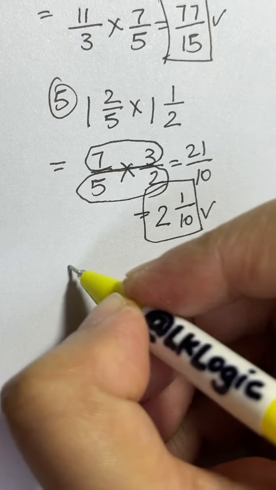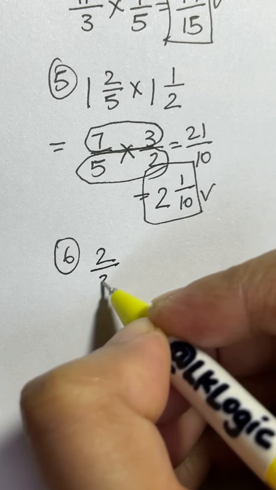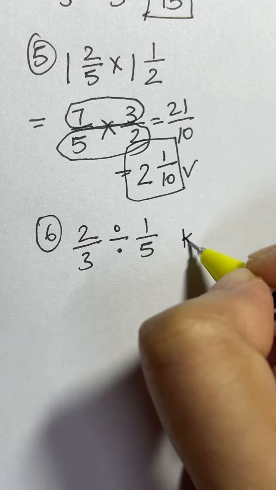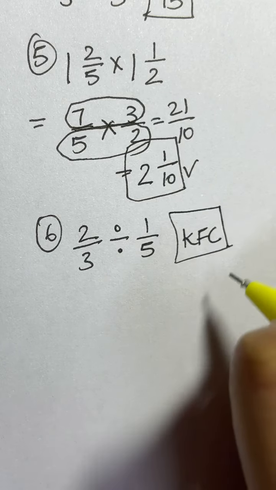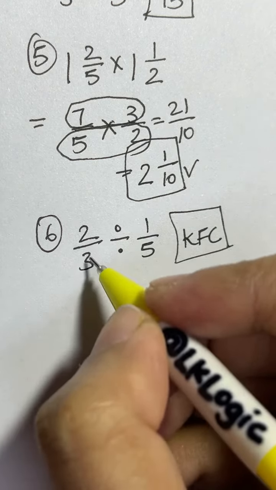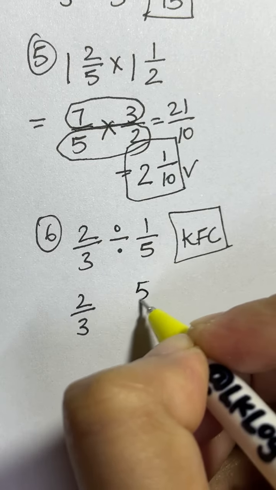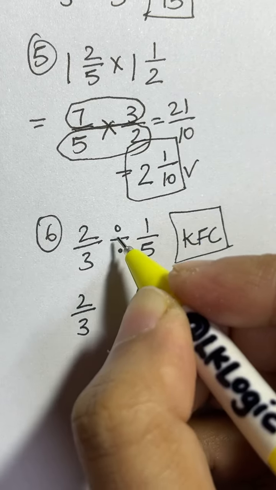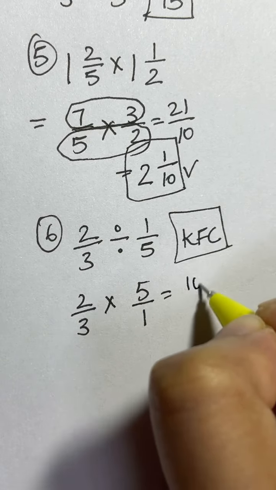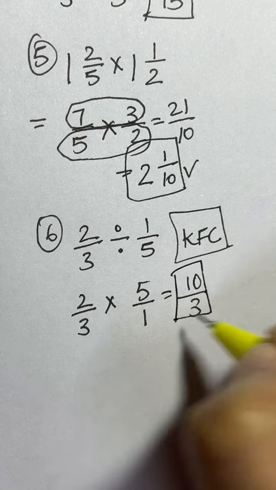Question number 6. Now we are going to divide. You remember how we divide fractions? 2/3 divided by 1/5. So you have to remember the KFC rule. Yes, it's not Kentucky Fried Chicken. It's keep, flip, change. So keep the first fraction as it is. Flip the second fraction, 5 over 1, and change the sign from division to multiplication. Now just multiply the numerators. Multiplying is easy. 10 over 3. That's your answer. Okay. Let's see another example.